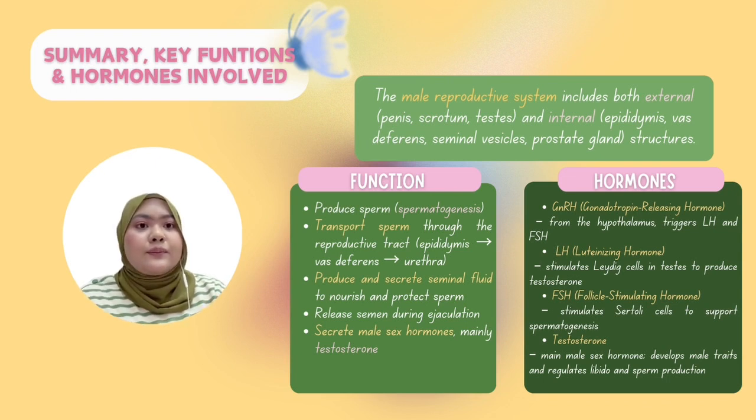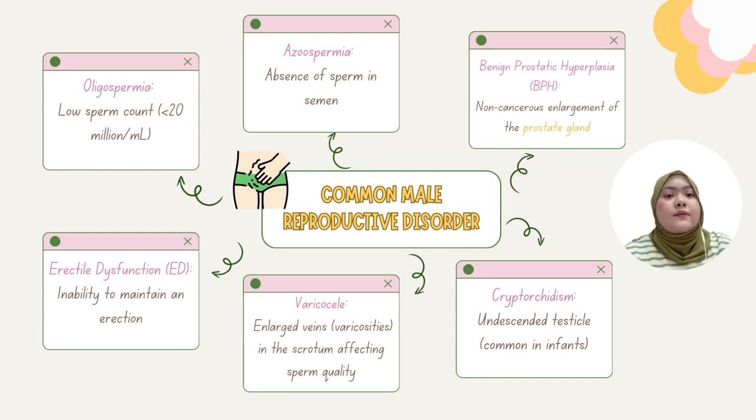Next, let's look at a few common reproductive disorders. Oligospermia refers to a low sperm count, while azoospermia means there's no sperm at all in the semen. Benign prostatic hyperplasia, or BPH, is a non-cancerous enlargement of the prostate gland that often affects older men. Erectile dysfunction is another common issue, where a man is unable to maintain an erection. We also have varicocele, which is the swelling of veins in the scrotum, and cryptorchidism, or undescended testicles, which is commonly seen in infants.